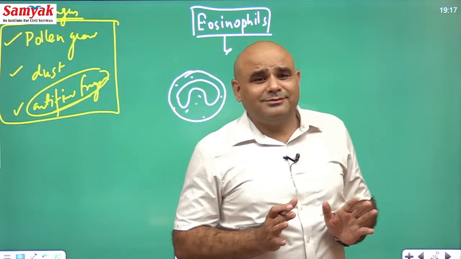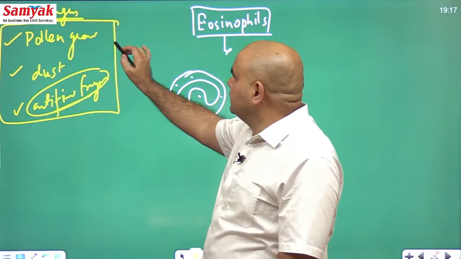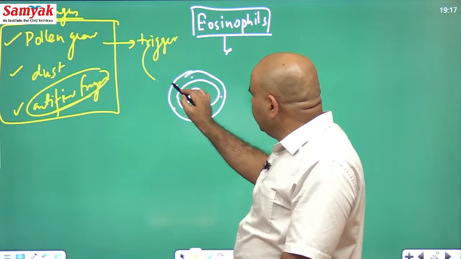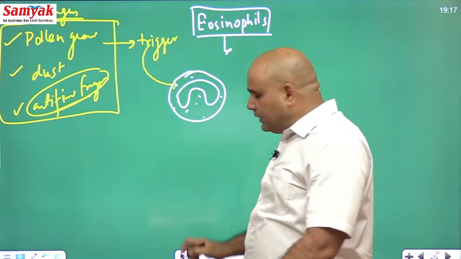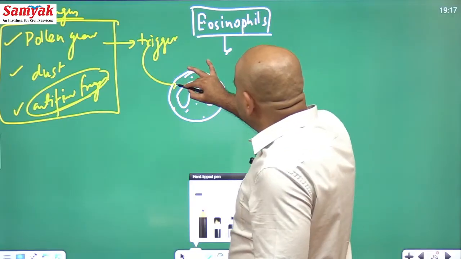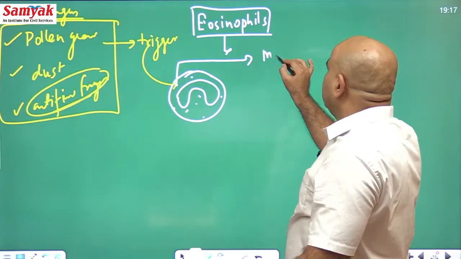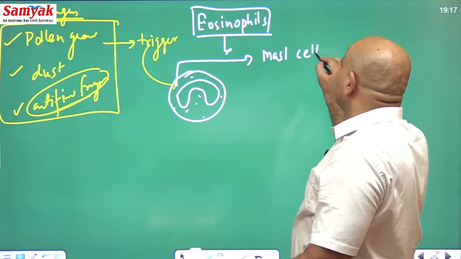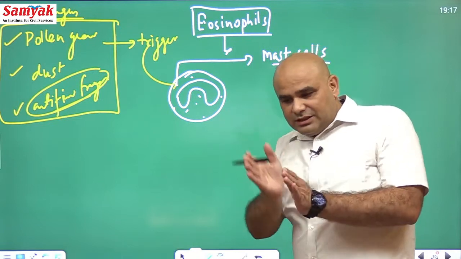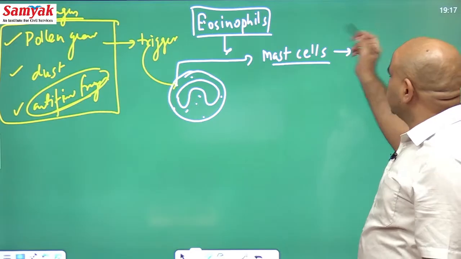Now see, anyone who is going to face allergens, these allergens are going to trigger the granules of eosinophils. Now the granules of eosinophil are going to secrete certain chemicals, and when they are triggered with the allergens, they are going to trigger a special type of cells. They are named as mast cells. Now these mast cells are capable to ignite the reactions which are called allergy.